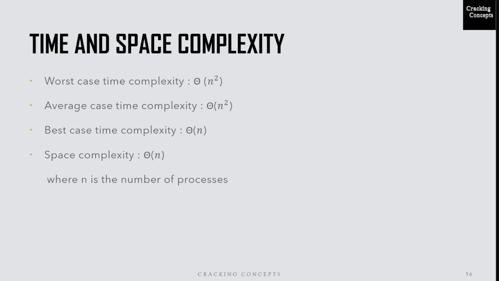Now, the time and space complexity for FCFS. The worst case and average case time complexity will be theta of n square. The best case time complexity is theta of n and space complexity is theta of n, where n is the number of processes.